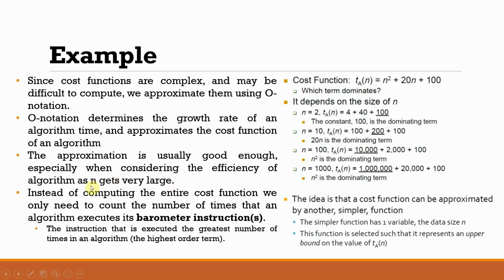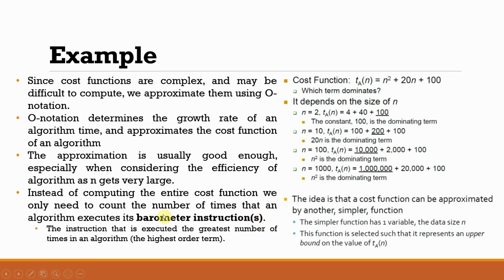If n is about 10 or 100, this is probably not going to be a very good measure. But as n gets very large, this is going to give us better insight about the time efficiency or space efficiency of an algorithm. Instead of computing the entire cost function, we only need to count the number of times that an algorithm executes its most critical operation or most critical instruction, also known as the barometer instruction.